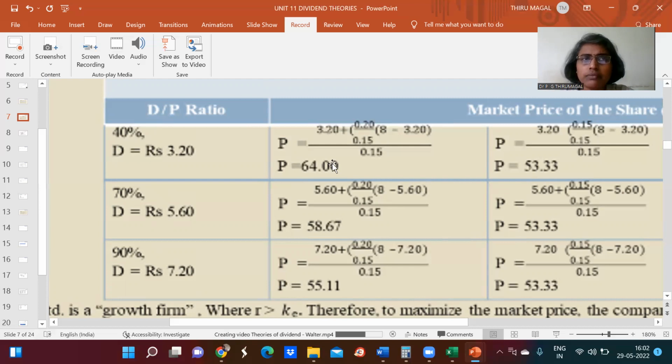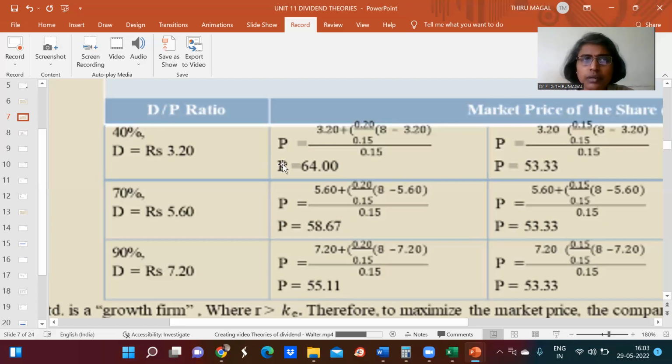When the dividend payout ratio is 0, automatically the share price of the company will increase. Now if you check here, when dividend is 3.20, it is 64. When dividend increases, the share price comes down. Similarly, when dividend is 7.20, the share price again comes down. This proves the relevance theory of Walter's model. That is, depending upon the dividend decision, the share price of the company also changes.